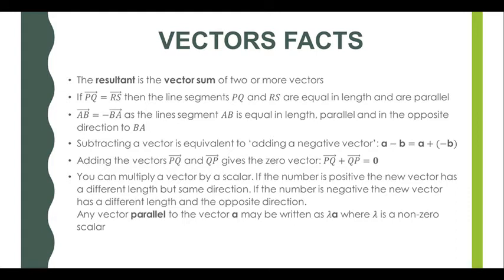Vector AB is the same as vector minus BA, as the line segment AB is equal in length, parallel but opposite in direction to BA. Subtracting a vector is equivalent to adding a negative vector. So A minus B is the same as A plus minus B. Adding the vectors PQ and QP gives the zero vector.